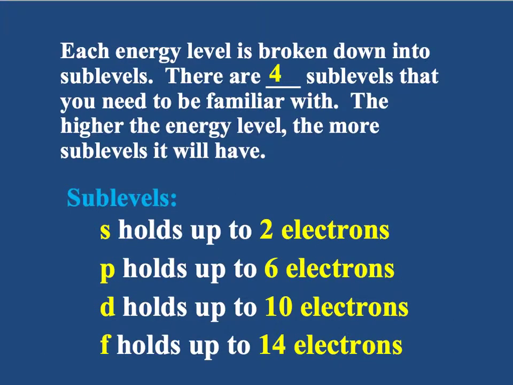Okay, now we are on the bullet point that talks about sublevels. So this is what you're writing down for sublevels. Each energy level is broken down into a smaller level called a sublevel, and there are 4 of them. Their names are S, P, D, and F, and they can each hold a different number of electrons, so you need to write this down as well.